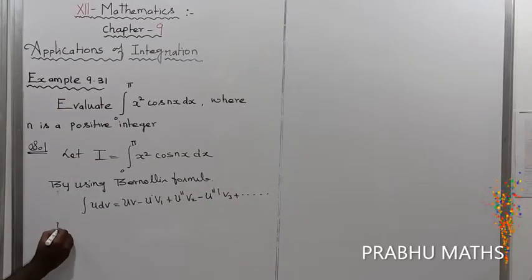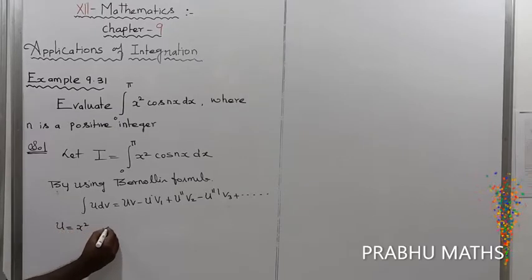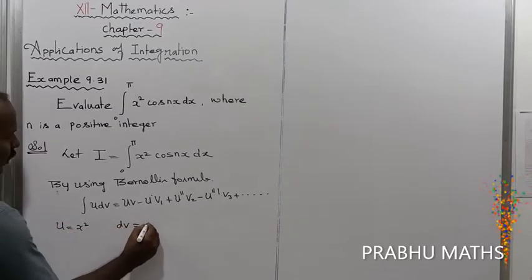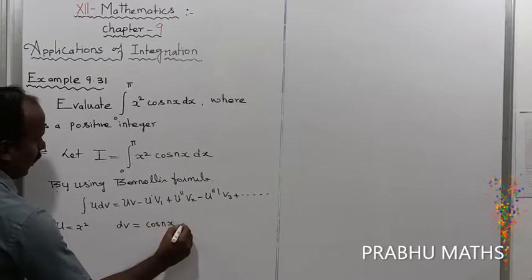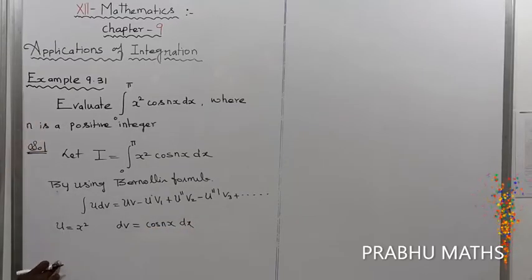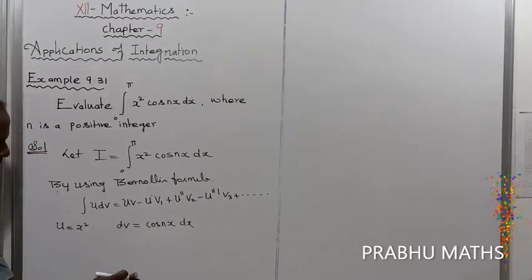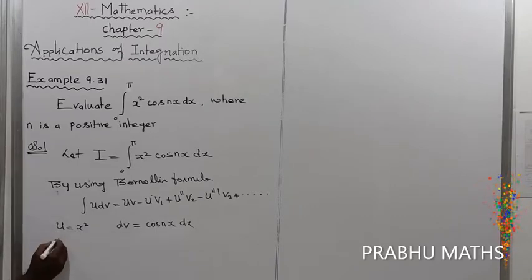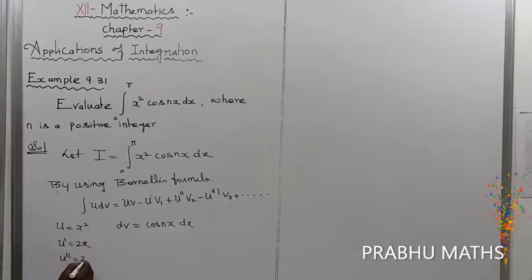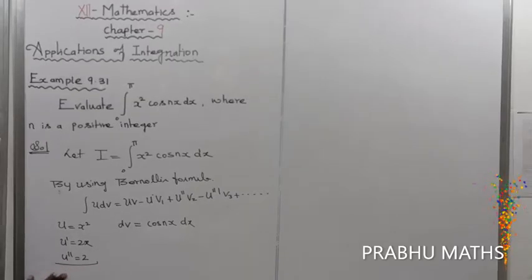Let us take u is equal to x square, next dv is equal to cos nx into dx. So this one is going to differentiation, this one is going to integrate. Differentiating with respect to x, u dash is equal to 2x, u double dash is equal to 2, u triple dash is equal to 0. Once 0 comes, we stop the steps there.